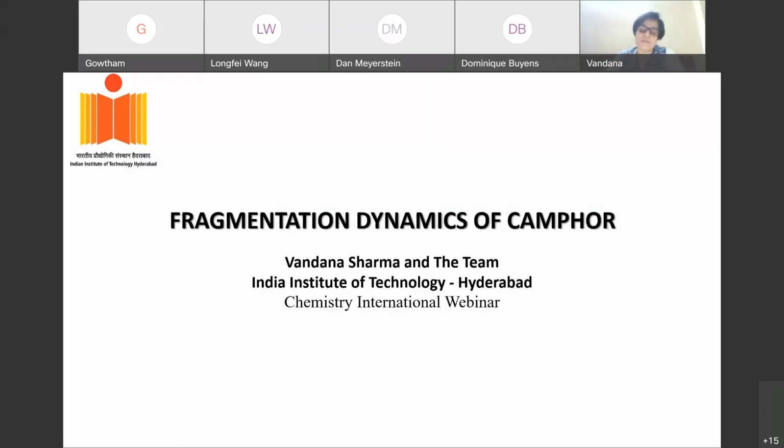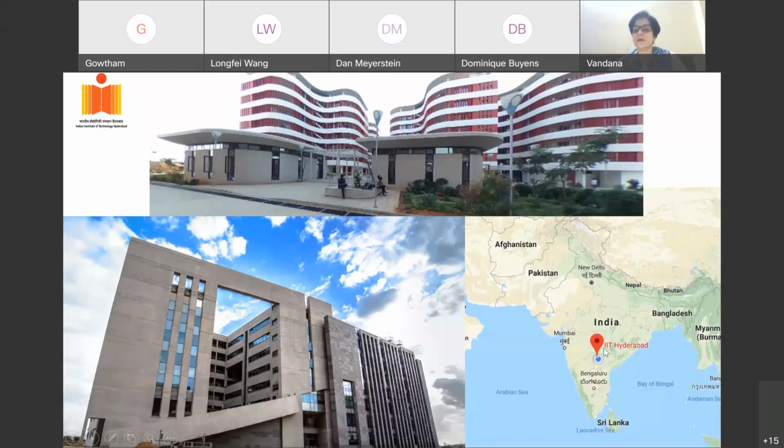I am, however, not from chemistry, and I generally do physics, so I will try to accommodate myself in the chemistry area. Today what I am talking about is the fragmentation dynamics of camphor at higher photon energies. This work has been done in collaboration with my students, and there are a few faculties involved abroad as well. Before going into the details of the talk, this is where we are located in India.